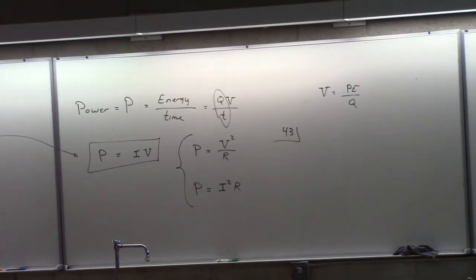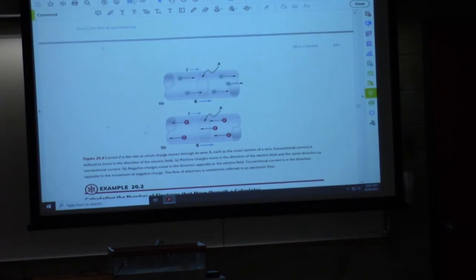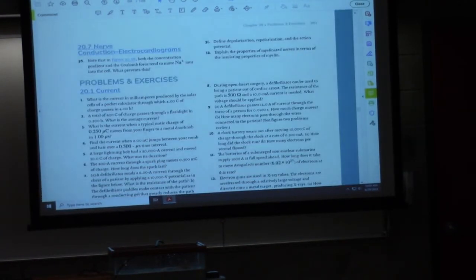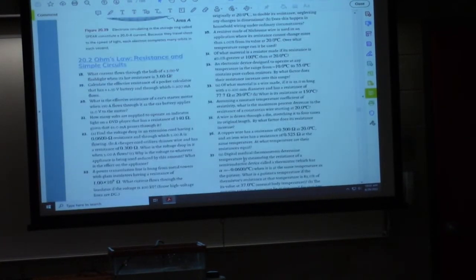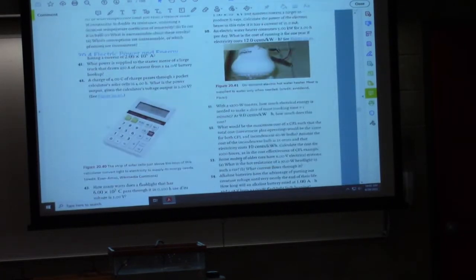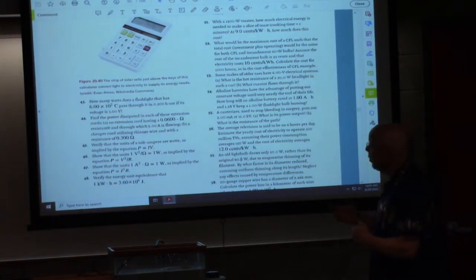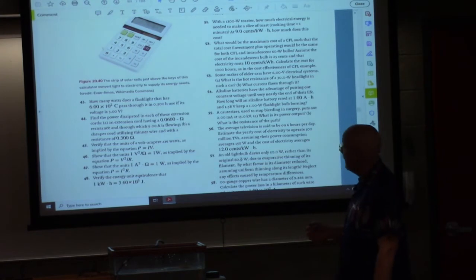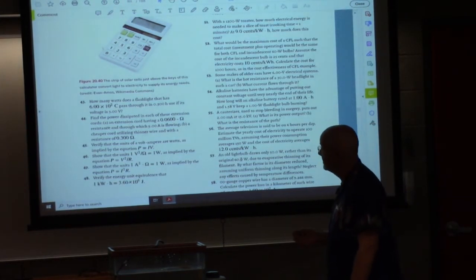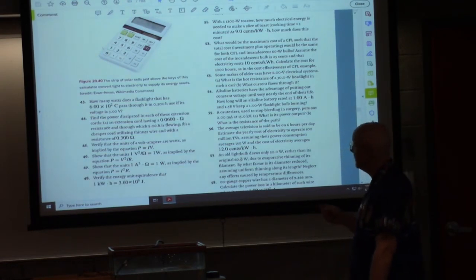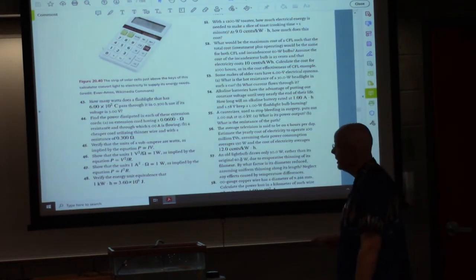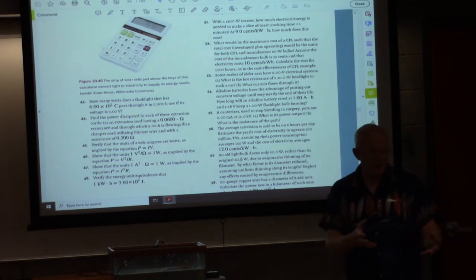So let's try an example here and see if we can actually use this for some calculation. I saw number 43, and it looked like that would be a good one to do. Let's try 43. And 43 says this. Now, surprise, it has to do with power. It says, how many watts does a flashlight use that has 6.00 times 10 to the 2 coulombs pass through it in a half an hour if its voltage is 3 volts?